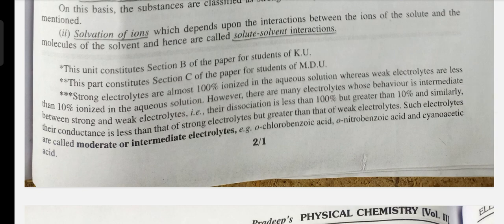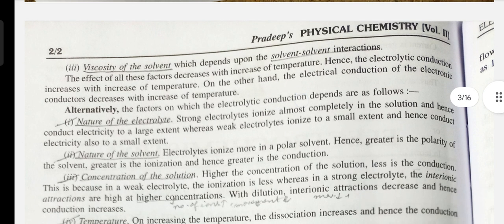Strong electrolytes are almost 100% ionized in the aqueous solution, whereas weak electrolytes are less than 10% ionized in the solution. However, there are many electrolytes whose behavior is intermediate between strong and weak electrolytes. That is, the dissociation is less than 100% but greater than 10%, and similarly their conductance is less than that of strong electrolytes but greater than that of weak electrolytes. Such electrolytes are called moderate or intermediate electrolytes, for example orthochlorobenzoic acid and orthonitrobenzoic acid. Number 3, viscosity of the solution, which depends upon the solvent-solvent interaction.